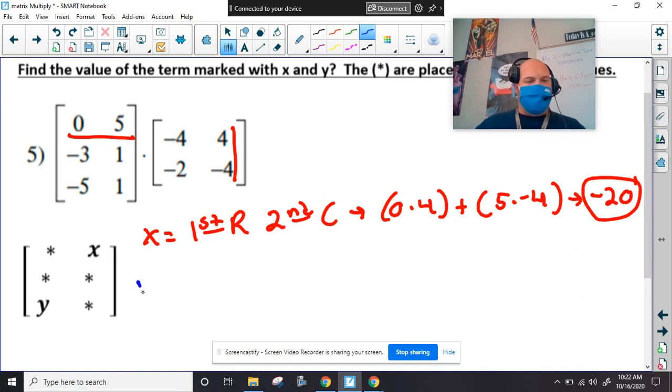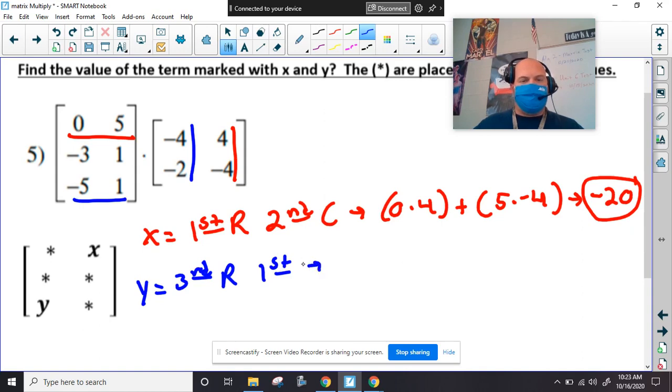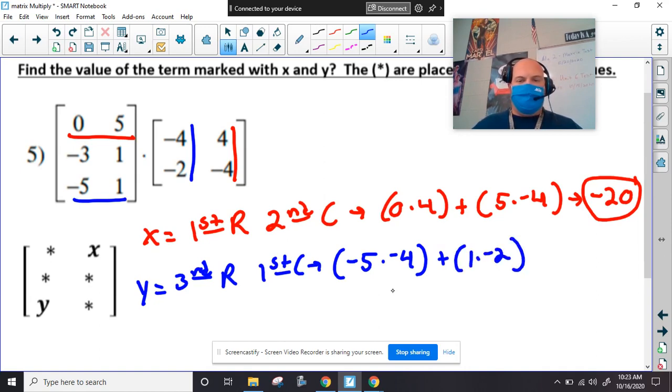All right, my Y is in the third row, first column. So third row, first column, that is -5 times -4 plus 1 times -2. This is 20 plus -2. So I get 18.